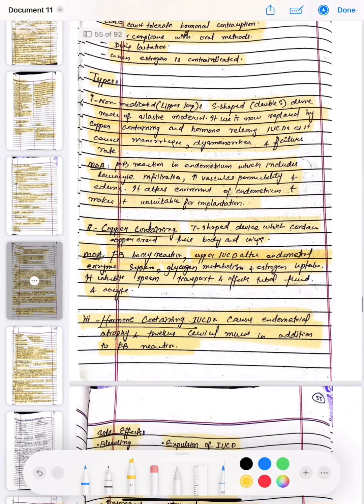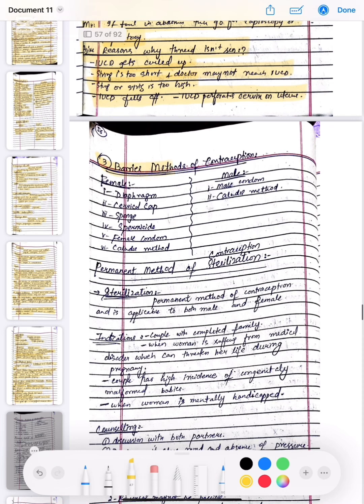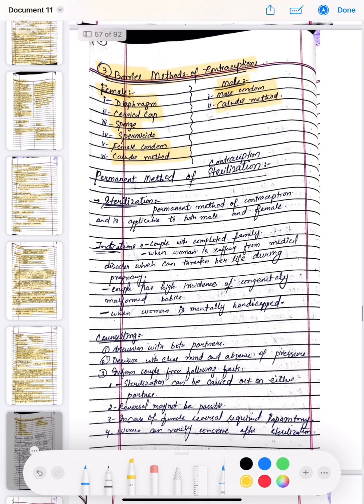Now, the third method of contraception is the barrier method, which is for both male and female. In female, the diaphragm is used, the cervical cap, sponge, spermicide, female condom, and calendar method are used. In male, the condom and calendar method are used. Now the permanent method of contraception is sterilization, and it is applicable to both male and female.